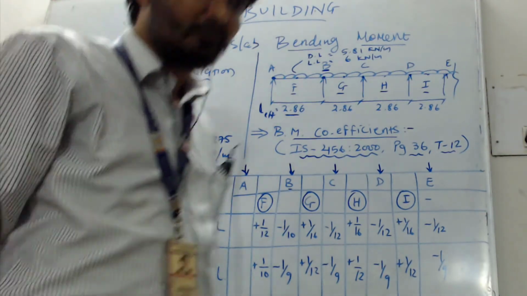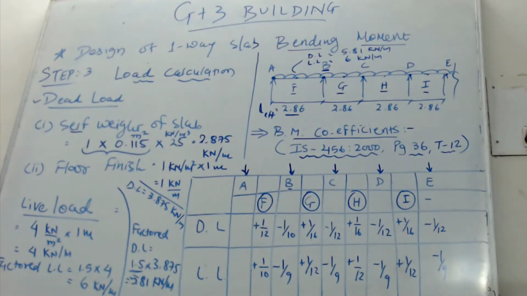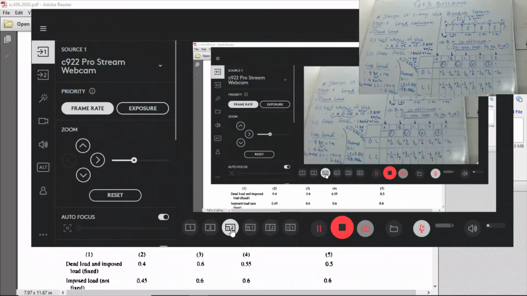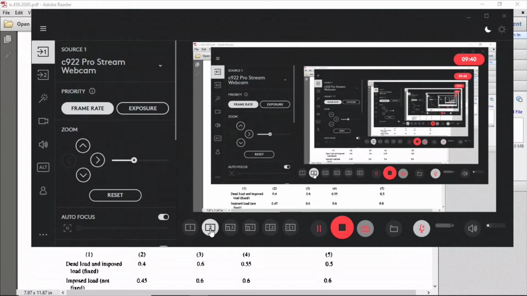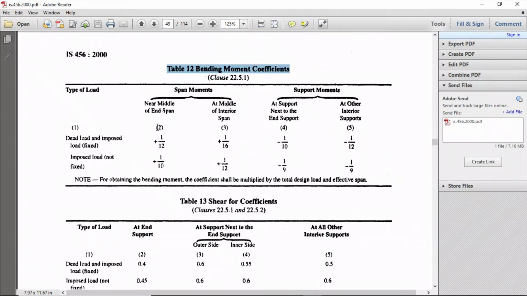Let's go back to the IS code. First we are finding the support moment, so we need to see this part that I have highlighted. In this there are two points: at support next to end support, and at other interior support. Let us identify which category point B comes under. So let's go back to the board.